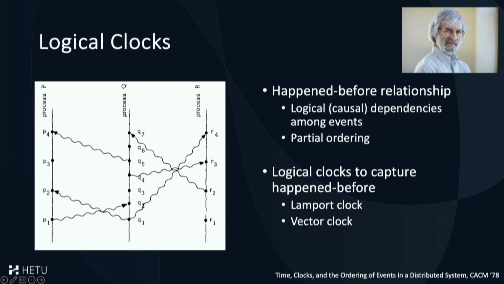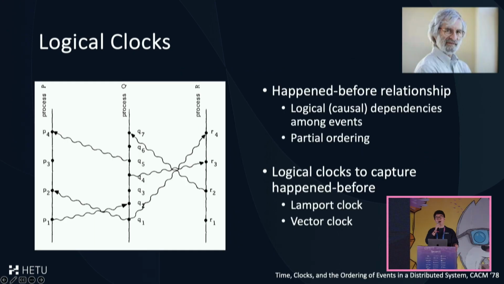So if we can't have a commonly agreed upon physical clock, what can we do to order events in a distributed system? Here we look back in the distributed systems literature. Back in 1978, a famous distributed systems researcher named Lamport, who later got the Turing Award for some of his work, including this, published a seminal work called Time, Clocks, and the Ordering of Events in a Distributed System, where he talks about exactly this problem.